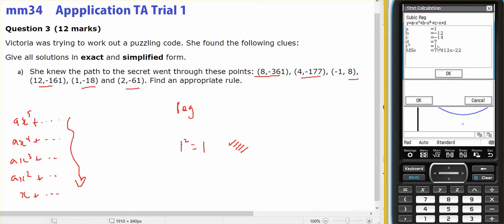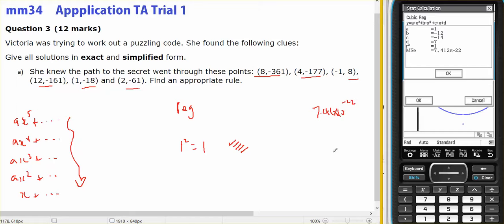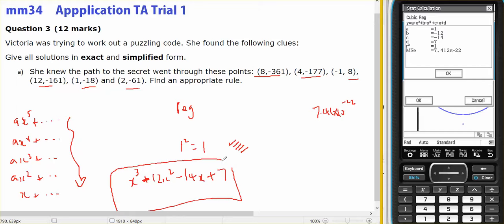Bingo, r squared equals 1, and the sum of all errors is basically 0 because that is 7.41 by 10 to the negative 22. So move the decimal point 22 spots to the left. That will be the sum of all the errors, so therefore it's almost a perfect, well, it is a perfect fit. So it's a cubic, so it's going to be 1x cubed minus 12x squared minus 14x plus 7. That's going to be the general rule.